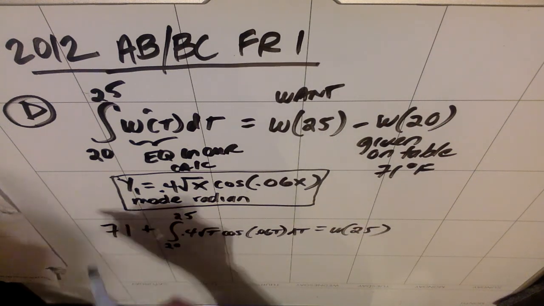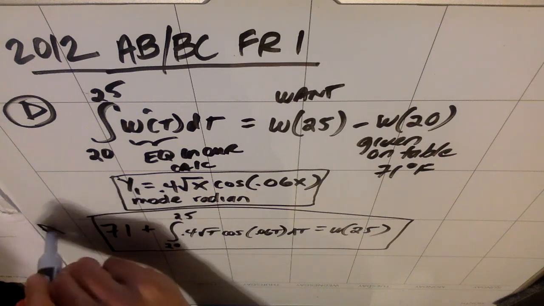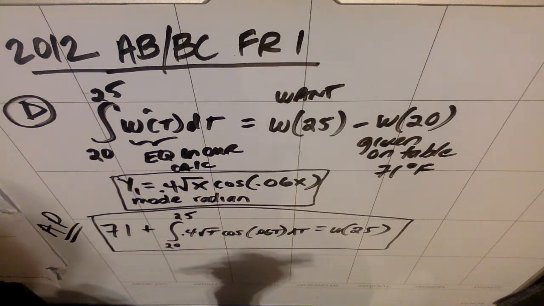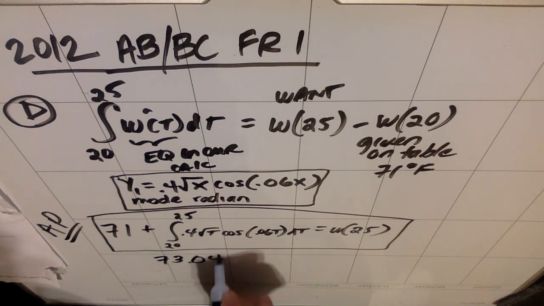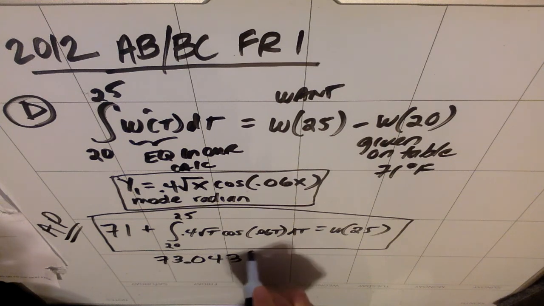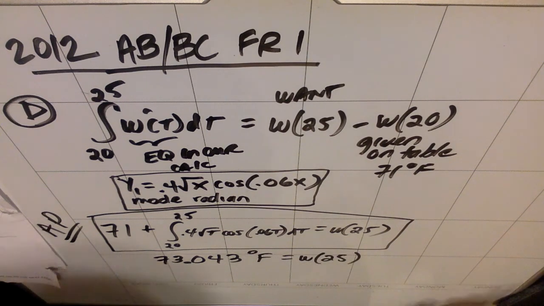So you just need to convey this information, right? So this is what the AP needs. The AP needs to see this, and then the AP needs to see a mathematical answer. And when you type this in your calculator, you're going to get 73.043 degrees Fahrenheit as your W of 25. And that's what they need to see.